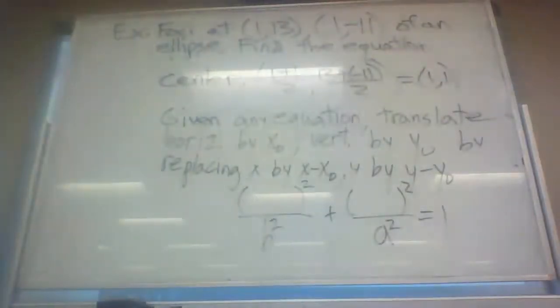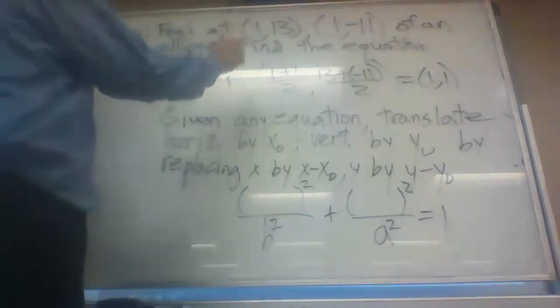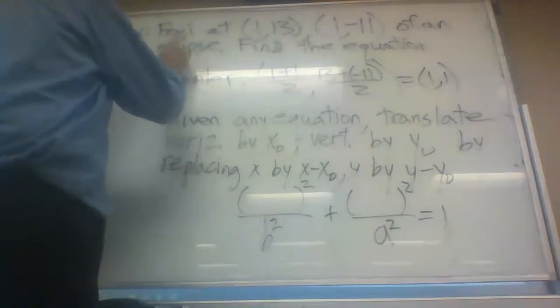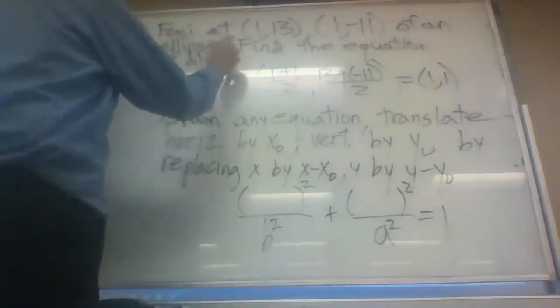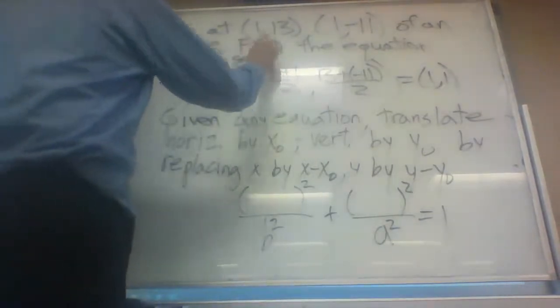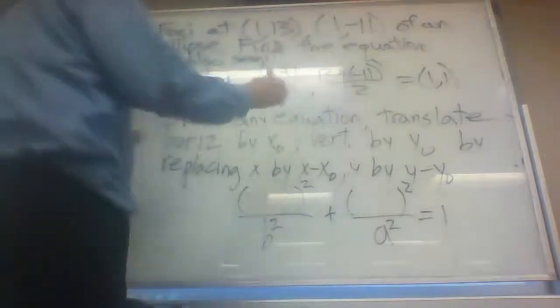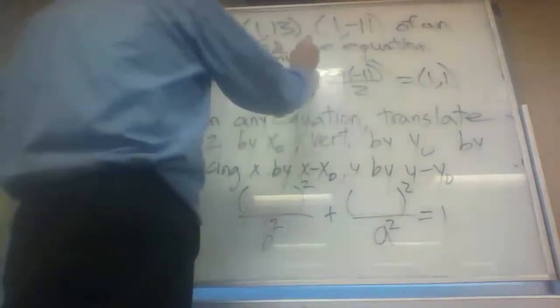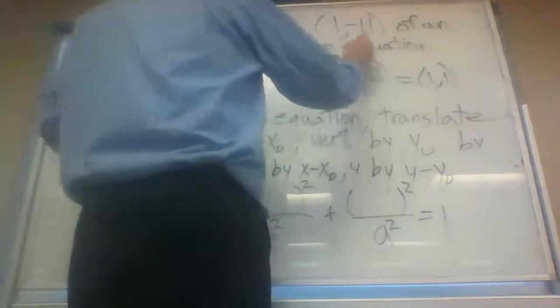And I forgot to give part of this too. I didn't give you enough information. Foci don't tell you enough. So here are the foci. Find the equation if also the semi-minor axis length is 5. So that's half the length of the short axis.